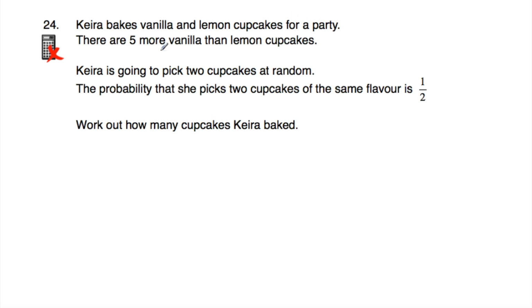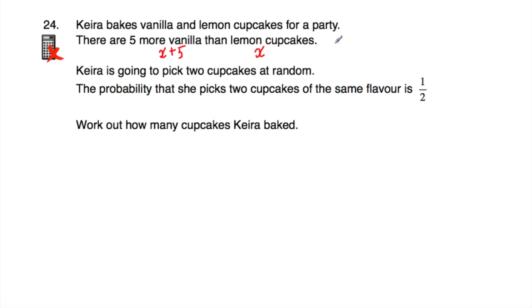We know that Kira bakes vanilla and lemon cupcakes. We're not told how many, but we are told that she makes 5 more vanilla than lemon cupcakes. If you think back to forming algebraic expressions and forming equations, when you've got some information like this, it can be quite useful to use algebra. So I'm going to let the number of lemon cupcakes be x. And that means if there's 5 more vanilla, there'd be x plus 5 vanilla cupcakes.